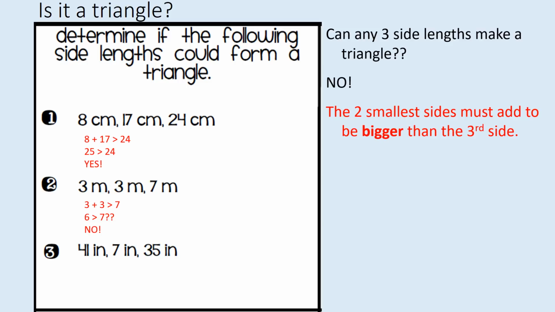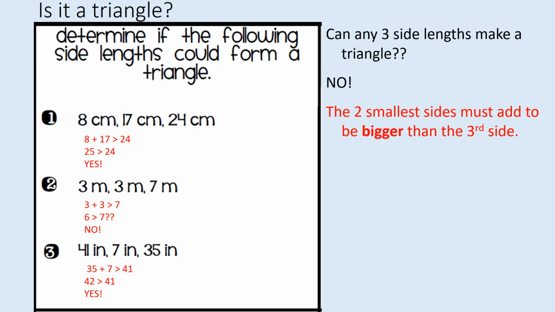And then in number 3, our two smallest sides are 7 and 35. Our largest side is 41. So we're saying 35 plus 7, excuse me, is that greater than 41? Well, 35 plus 7 is 42, which is greater than 41 by just 1. So yes, those three side lengths do form a triangle.